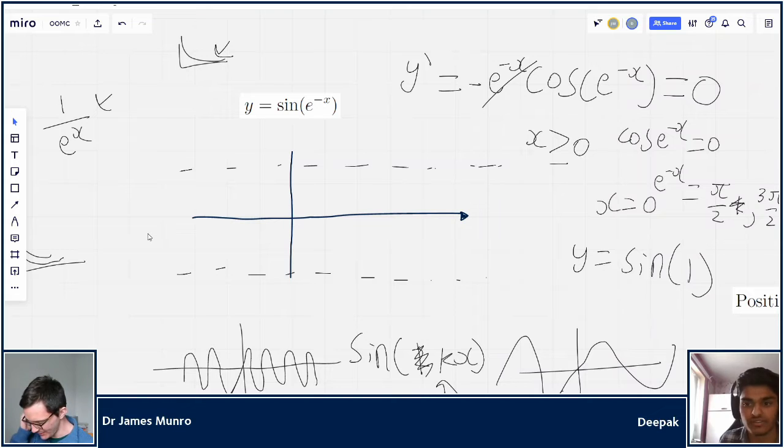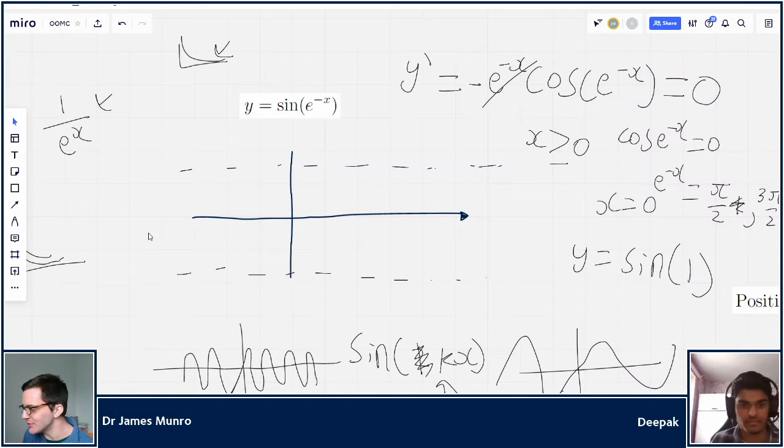I guess if cosine is 0 there, it's where sine is 1 or minus 1. And that makes sense because it's your sine function on the outside hitting its maximum or minimum at 1 or minus 1. That's where the turning points line up. It's nice that it works out like that.